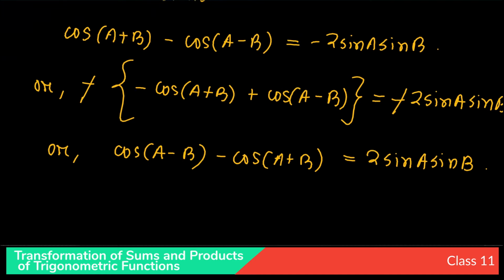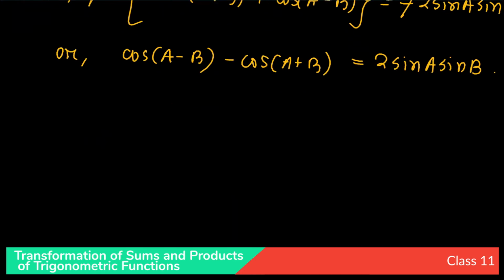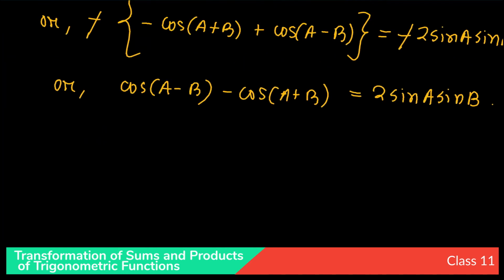Okay, now so we have got the four formulas. That means first one is sin of A plus B plus sin A minus B equals 2 sin A cos B, and the second one is sin A plus B minus sin of A minus B is equal to 2 cos A sin B, and the third one is cos of A plus B plus cos of A minus B is equal to 2 cos A cos B, and the fourth one is cos of A minus B minus cos of A plus B is equal to 2 sin A sin B.